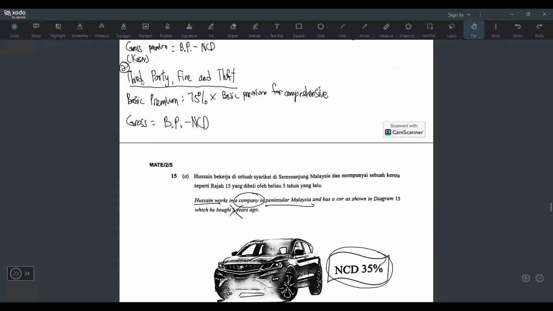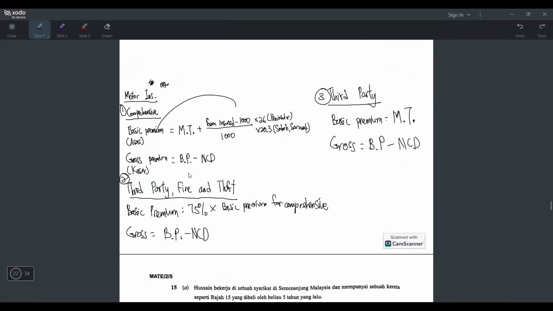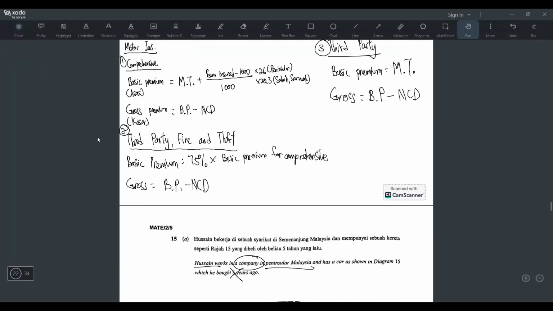So did you realize how easy it is for you if you just memorize? So yeah, when we are doing motor insurance, you have to memorize. You have to remember. Okay, you have to memorize everything. And if you have memorized like me, then it's very easy for you to get the answer, because all you need to do is just follow the steps given here. Okay, so this one is very important.